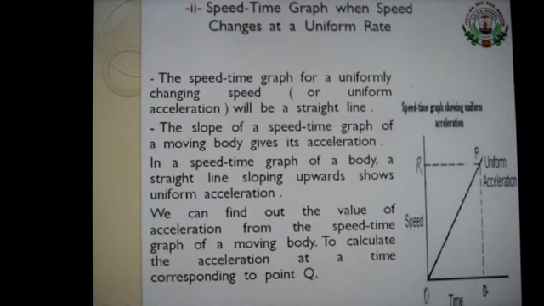We can find out the value of acceleration from the speed time graph of a moving body. To calculate the acceleration at a time corresponding to the point Q, we draw a perpendicular QP from a point Q which touches the straight line graph at point P.